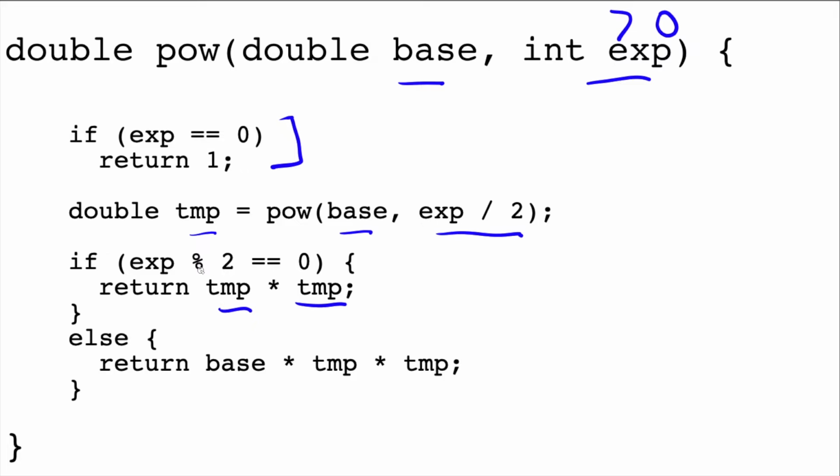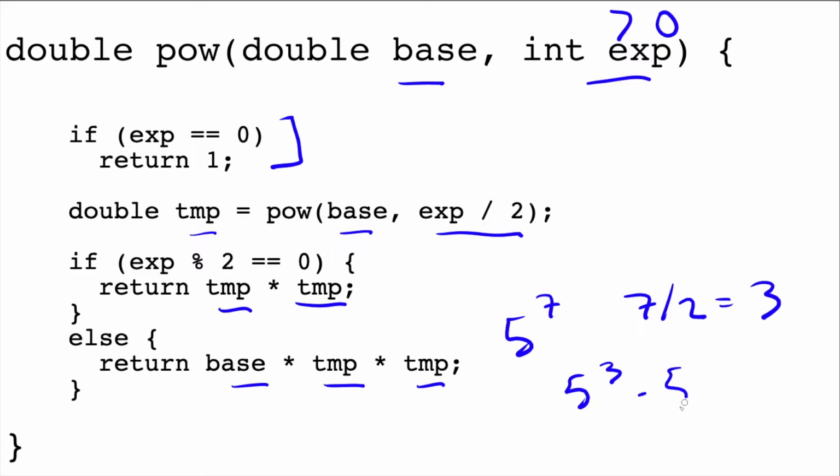If our exponent is odd, then we can return our temporary value multiplied by our temporary value, multiplied by an extra base. So for our example of breaking down 5 to the 7, because 7 integer division 2 equals 3, and we divide 7 by 2 up here, in this case temp would be 5 to the third. So we'd have to multiply temp by itself by an extra base to get up to our 5 to the 7.